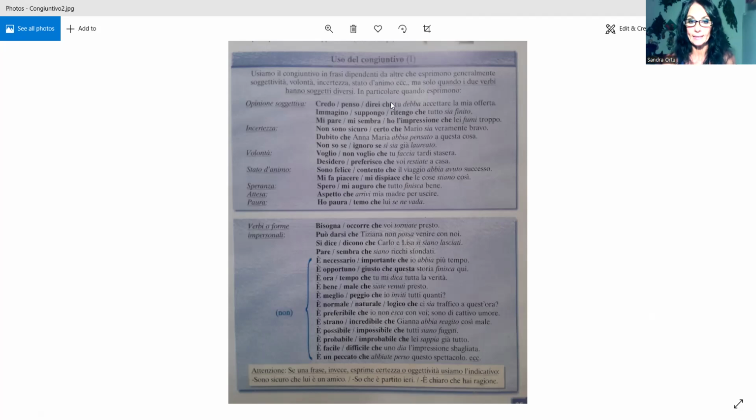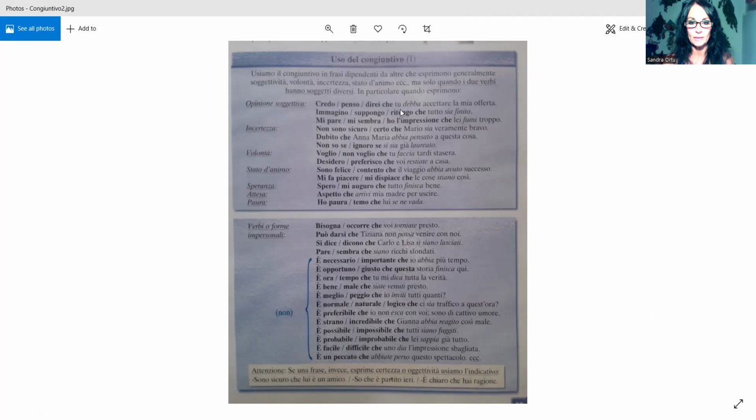So, credo che tu debba accettare la mia offerta. I believe that you should. This is the subjunctive of dovere, must. You should accept my offer.